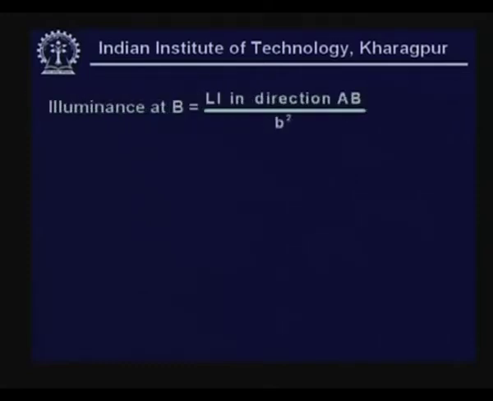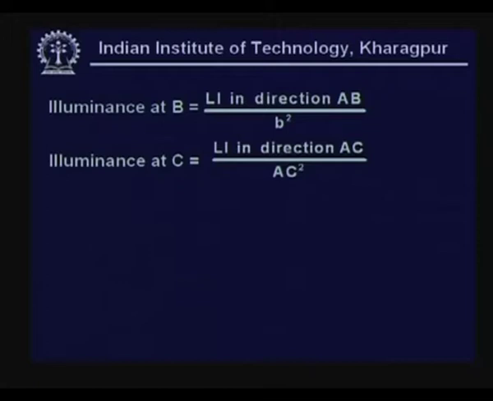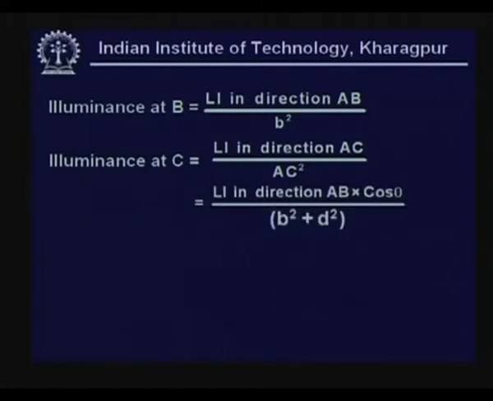Illuminance at B, therefore, is luminous intensity or the candle power or candela in direction AB. Recall the diagram. We had a lamp located at the point A, and right below, we are talking about the point B, right below the lamp, and the height of this source above the floor is b units, and therefore it is luminous intensity in direction AB by b squared. Whereas what should be the illuminance at C? It should be luminous intensity in direction AC by AC squared, which is luminous intensity in direction AB into cos theta by AC squared, which is b squared plus d squared.